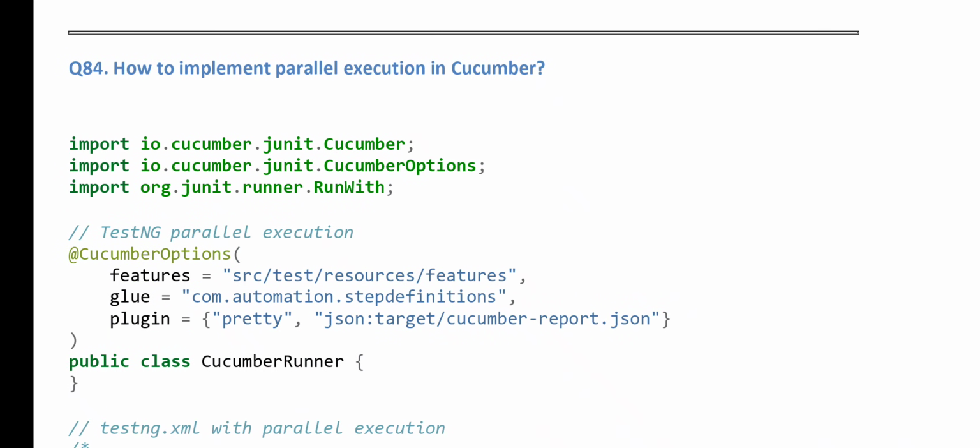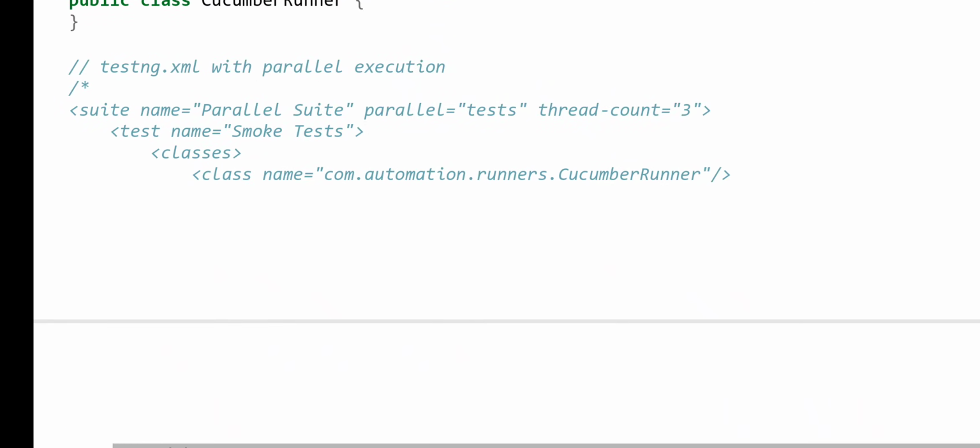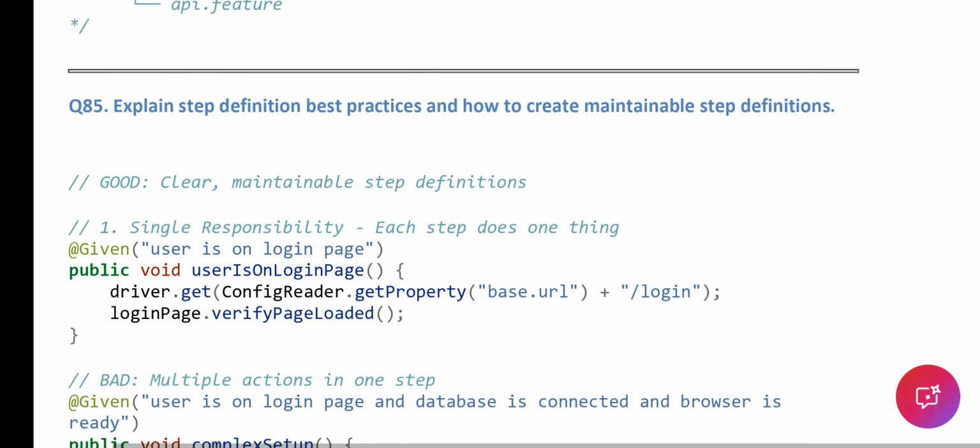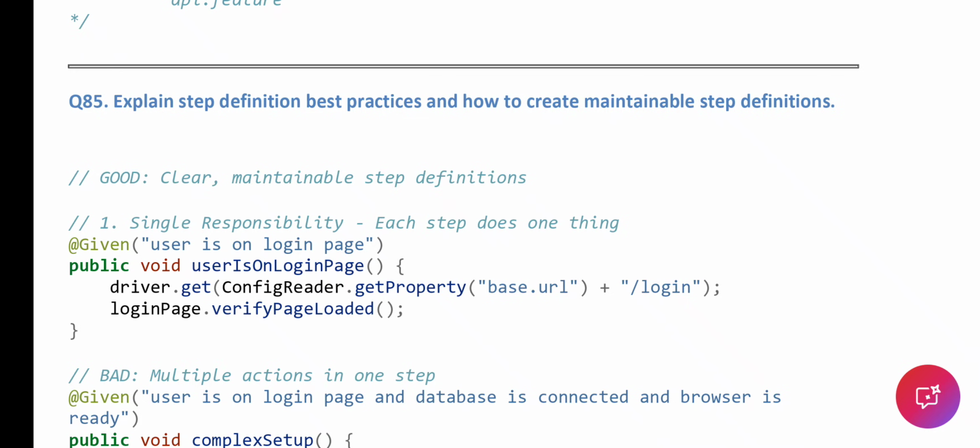How to implement parallel execution in Cucumber. Explain the step definition best practices and how to create maintainable step definitions.